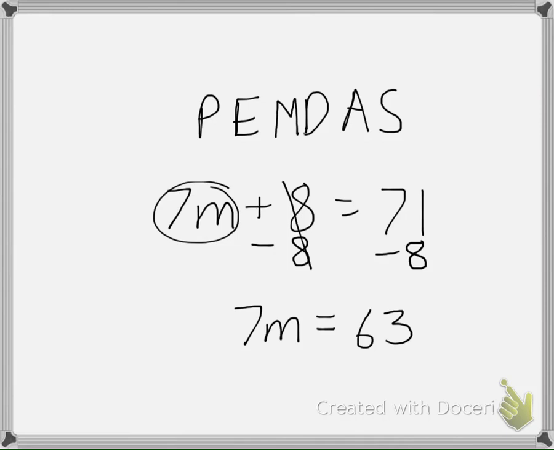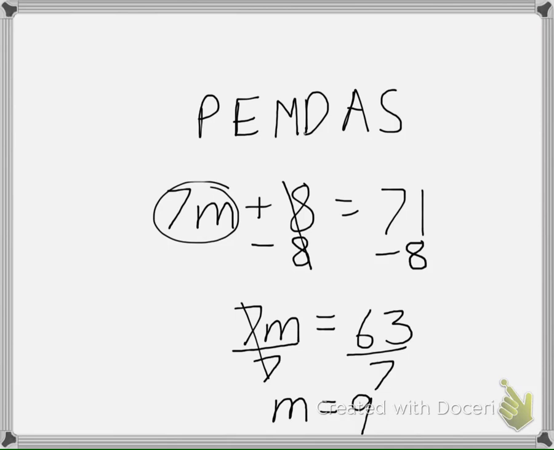From here, now we simply are left with a one-step equation. If I have 7 times m, the opposite of multiplication is division. So I'm going to divide by 7 on either side. The 7's cancel out, leaving me with just m now. And on the right-hand side, 63 divided by 7 is 9. So my solution is m equals 9.